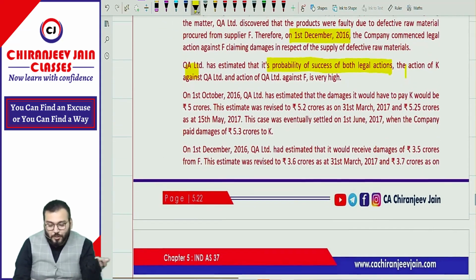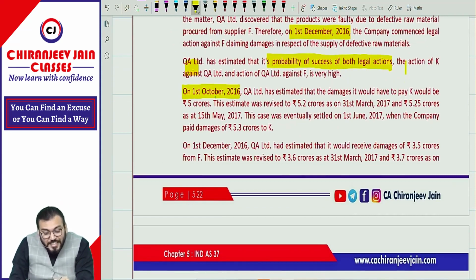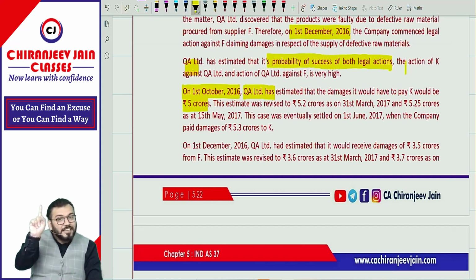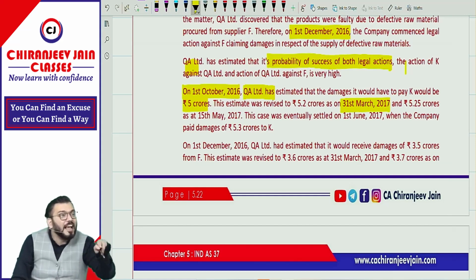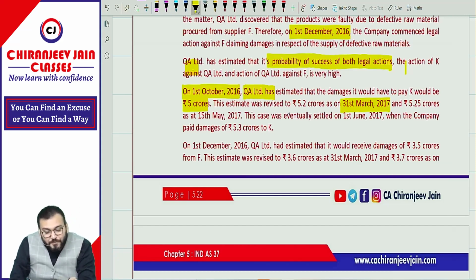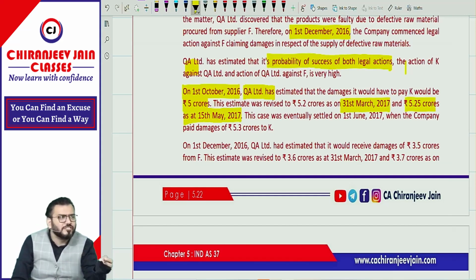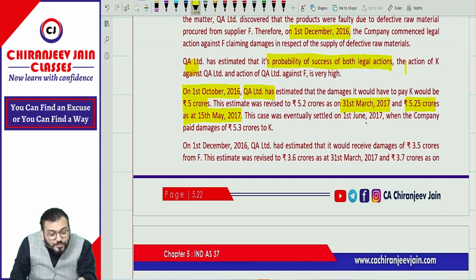Understood? Yes, sir. Chalo. On 1st October 2016, means the date of case, date of filing the case, QA Limited has estimated that damage it would have to pay K would be 5 crore. Means this is on the date of filing the case. This estimate was revised to 5.2 crore as on 31st March 2017. Means on reporting date, estimation has been changed. From 5 crore it became 5.2 crore. And 5.25 crore on 15 May 2017, maybe some other date after reporting date. This case was eventually settled on 1st June 2017 when the company paid damages of rupees 5.3 crore to K.